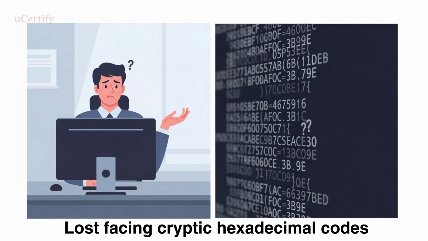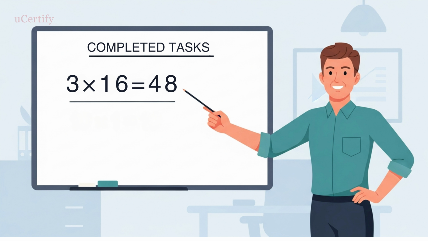Let's convert 3A to decimal, starting by identifying each digit's individual value. Multiply each digit by its power of 16. 3 by 16 to the 1, A, 10, by 16 to the 0. Calculate: 3 times 16 equals 48, and 10 times 1 equals 10.